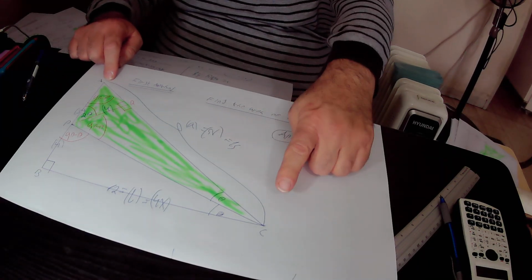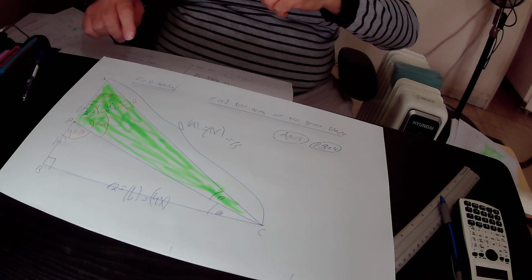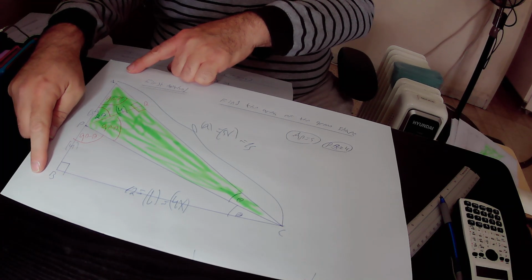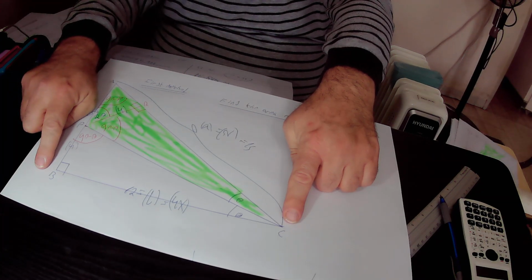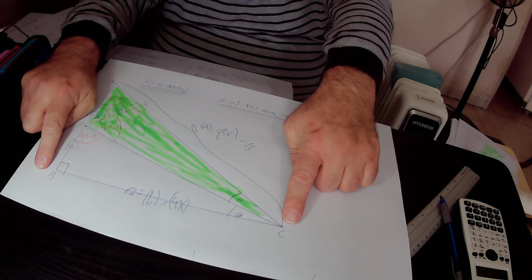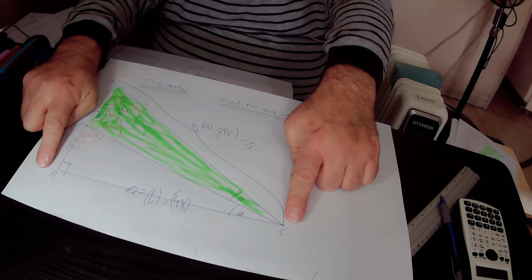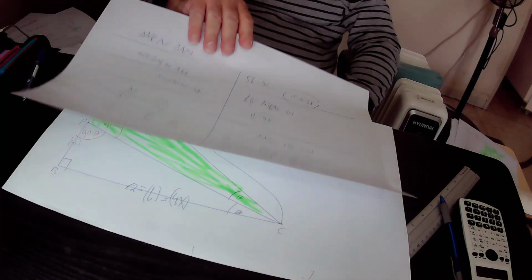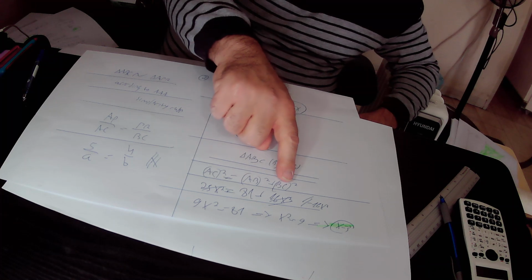AC is 5x, therefore AC squared is 5x squared, that is 25x squared, and this equals AB squared. AB is 5 plus 4, that is 9, therefore AB squared is 9 squared, that is 81, plus BC squared. BC is 4x, therefore BC squared is 4x squared, that is 16x squared. And so we find that 25x squared equals 81 plus 16x squared.